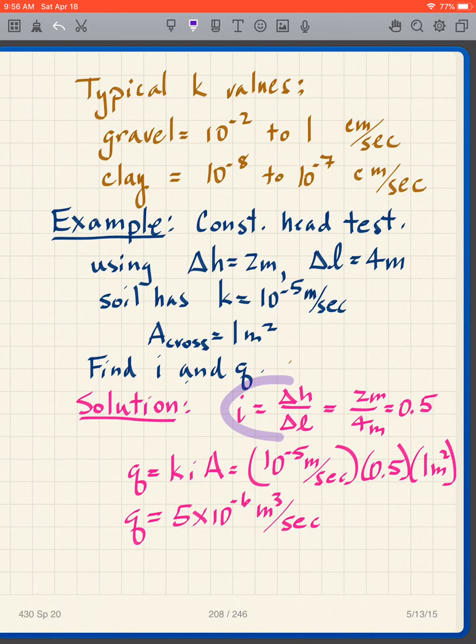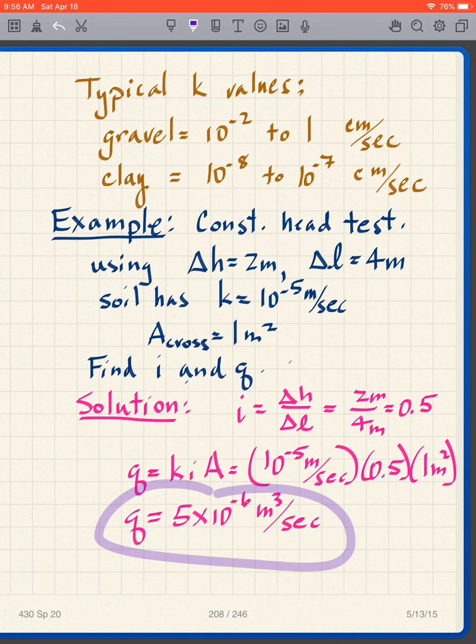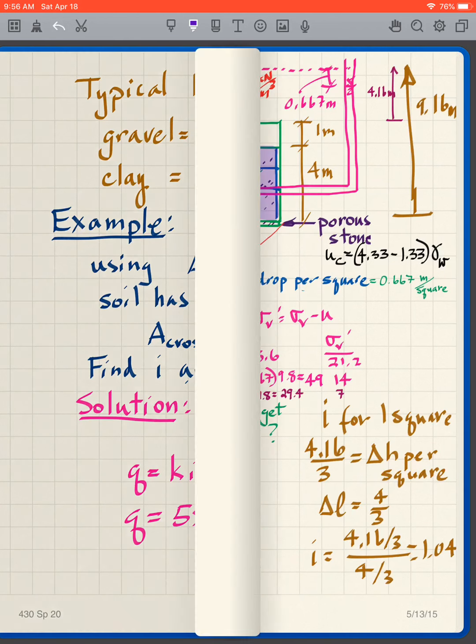So by definition, I is delta H over delta L. I is hydraulic gradient. We plug those in, we get hydraulic gradient 0.5. Notice there are no units. It's delta H over delta L, no units. Hydraulic gradient 0.5. And using Q is equal to KIA, we have the K, the I, cross-sectional area, and we get a Q of 5 times 10 to the minus 6 cubic meters per second.